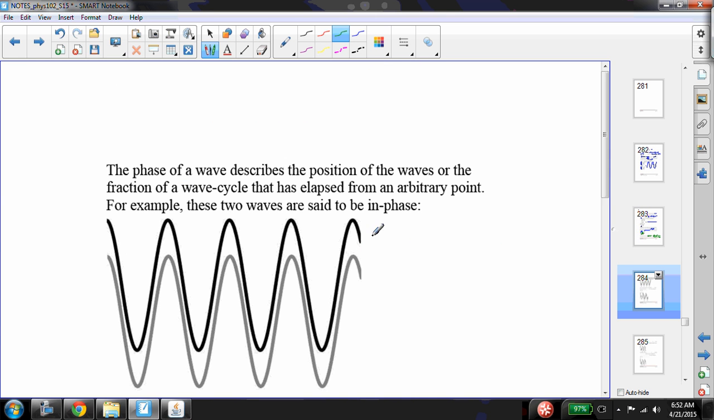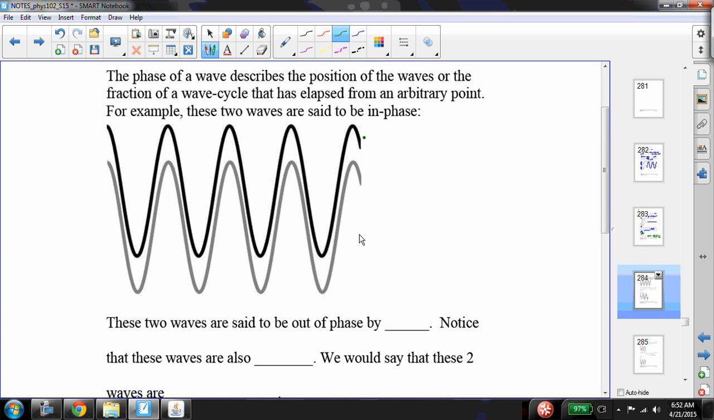So if I look here, the phase of the wave describes the position of the wave, or the fraction of a wave cycle that has elapsed from an arbitrary point. So these two waves are said to be in phase. But for example, if I drew another wave that was offset from them, then those waves would be not in phase. And when I say that the phase of a wave doesn't change, that's to say that I have this wave, it's not going to move around in either direction.